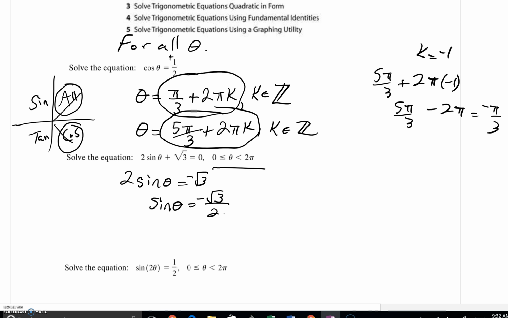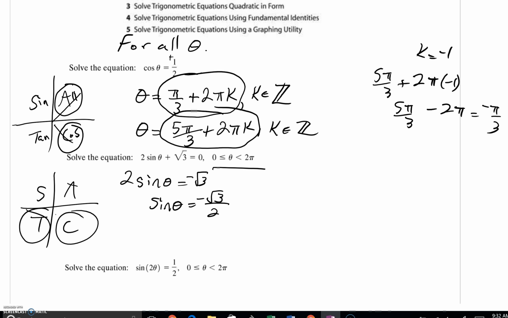Sine is negative. The big question is, which quadrants could sine be negative in? The third and the fourth. Because only tangent is positive in the third, only cosine is positive in the fourth. Now, I'm not going to have answers with plus 2 pi k here, because I'm only between 0 and 2 pi. What reference angle would sine have root 3 over 2 in? Pi over, not pi over 6, pi over 3, right?